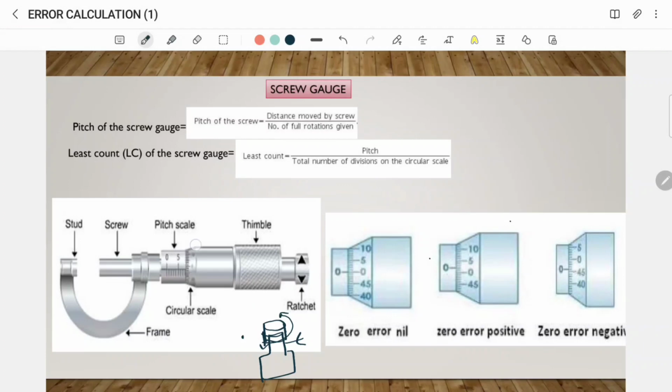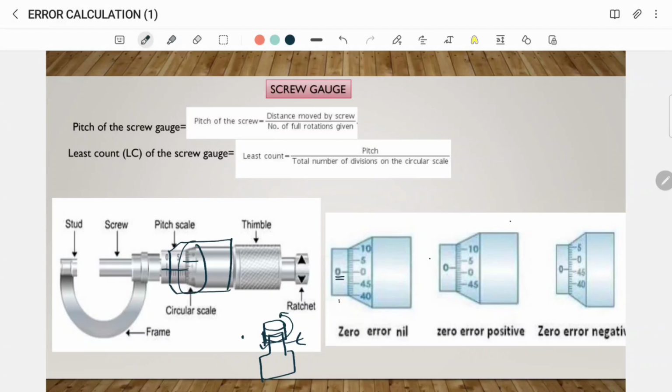I have zoomed out the circular scale. Over here you can see there is a 0. This line is considered as 0, this linear scale line is considered as 0. If we bring this up to here, then it will look like this.